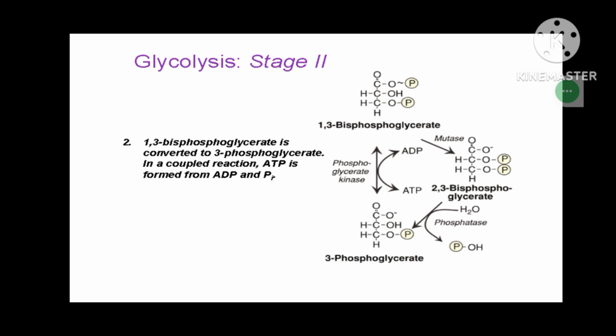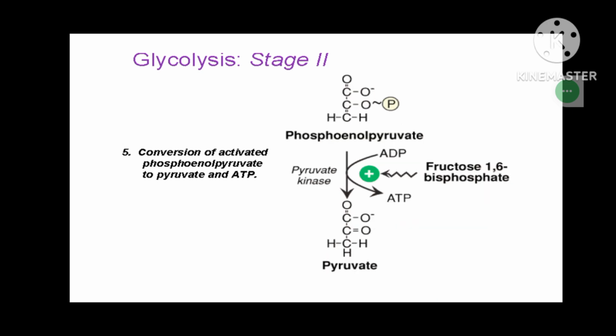3-phosphoglycerate is then converted into 2-phosphoglycerate by the action of the enzyme mutase, and that 2-phosphoglycerate is then converted into phosphoenol pyruvate, and in the last step phosphoenol pyruvate is converted into pyruvate by yielding 1 ATP.